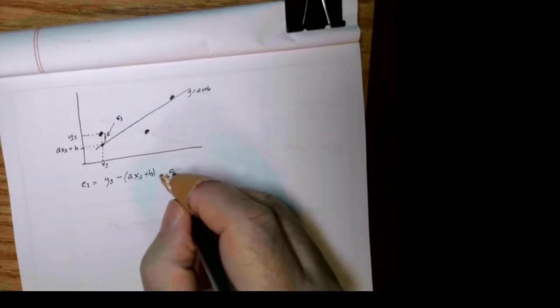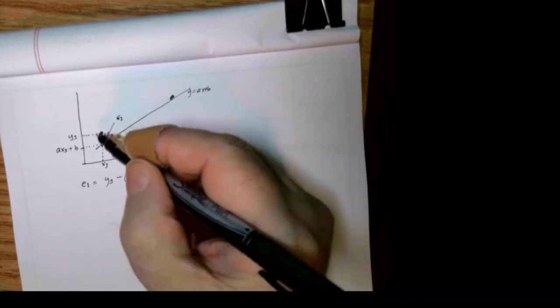Notice that epsilon sub 1 is positive. This number is bigger than this one. This height is greater than this height.